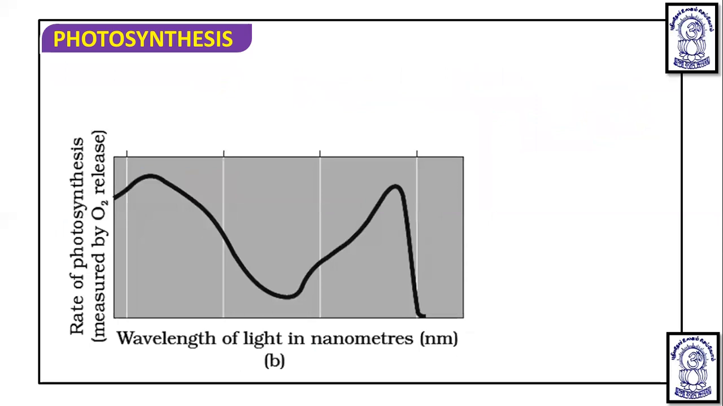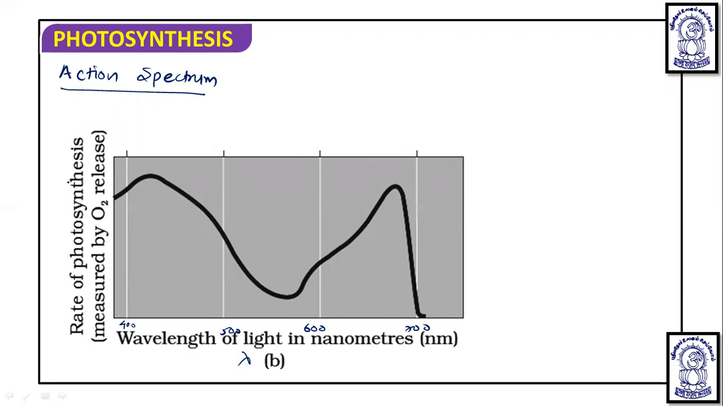Now, this is the action spectrum. After absorption, what is the action? The action is photosynthesis, and photosynthesis means food synthesis, and along with the food synthesis, what will happen? The oxygen release rate will come. So in the action spectrum, we take the wavelength on the x-axis, that is 400, 500, 600, and 700. So in the action spectrum, wavelength 400 to 700 is taken.